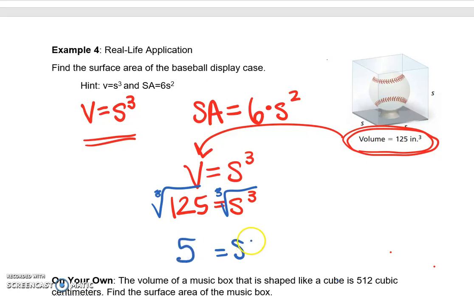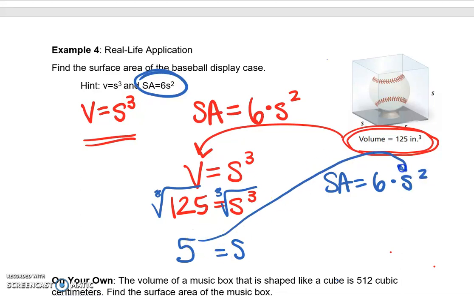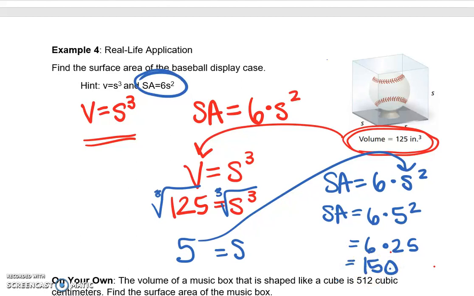So now that I found s is 5, I can use my surface area equation, which is 6 times side squared, and I can plug in 5 for my side. So my surface area here is equal to 6 times 5 squared. You learned in the last section that 5 squared is 25, and 25 times 6 is 150. And if we're talking units, volume's inches cubed, but surface area is inches squared. Okay, so that one was kind of tricky. The reason we found volume first was because we needed the s.